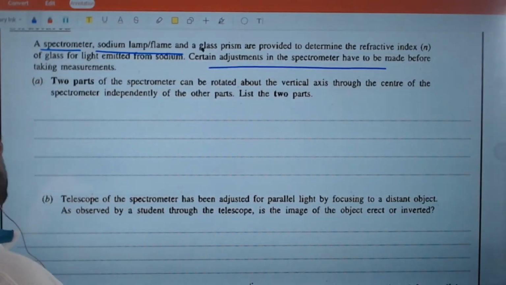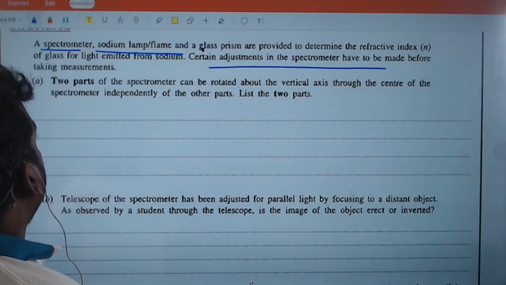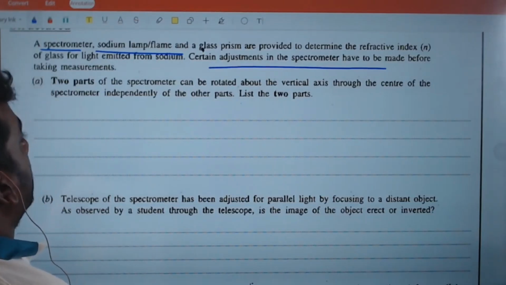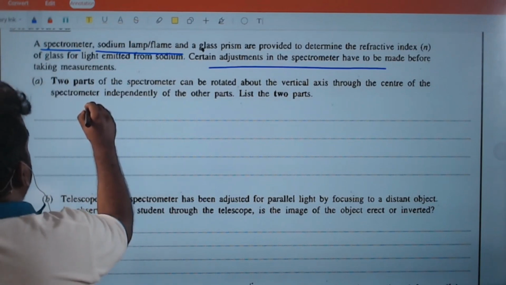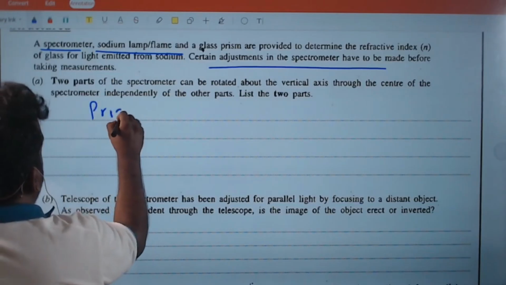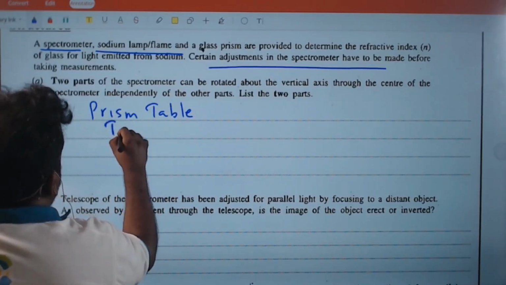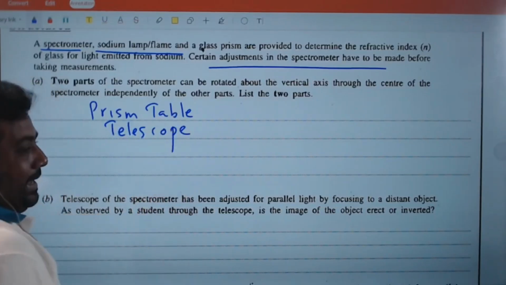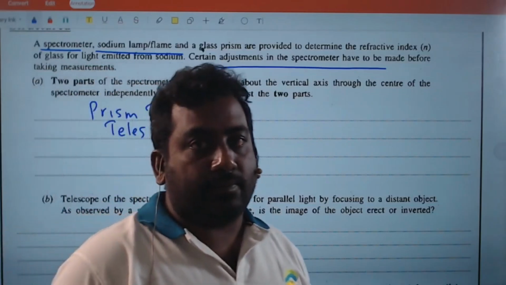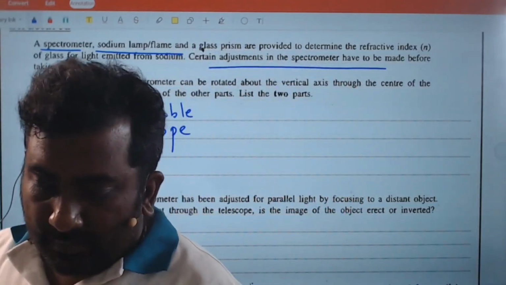Two parts of the spectrometer can be rotated about the vertical axis to the center, independently of the other part. These are the two items: prism table and telescope. These two can be independently rotated. Collimator we can't rotate. Right? Okay.